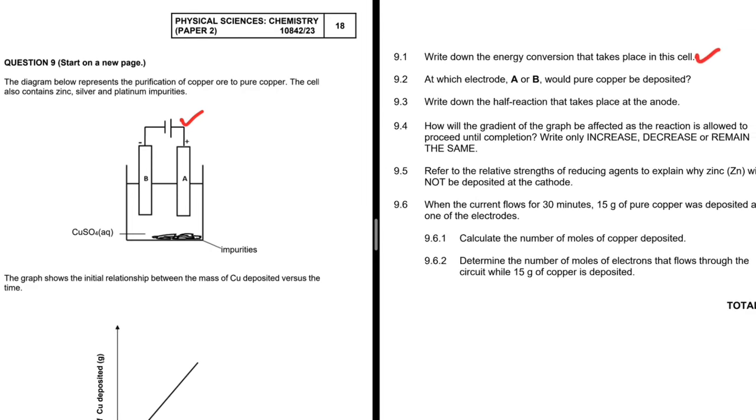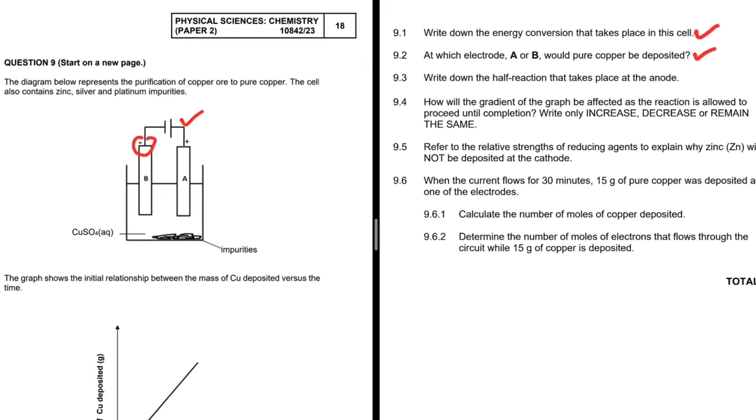Let's take a look at 9.2. At which electrode, A or B, will pure copper be deposited? Pure copper will get deposited at the negative electrode, meaning that the answer to 9.2 should be B.